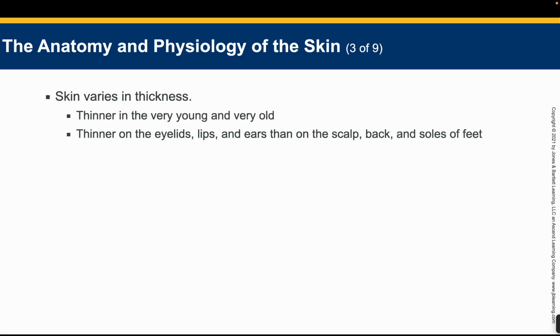One important thing to understand is that the skin isn't the same everywhere on the body. It actually varies quite a bit in thickness. For example, skin tends to be thinner in very young and very elderly, which makes those populations more susceptible to injury. It's also thinner in certain areas like the eyelids, lips, and ears, compared to the thicker areas like the scalp, back, or the soles of our feet.